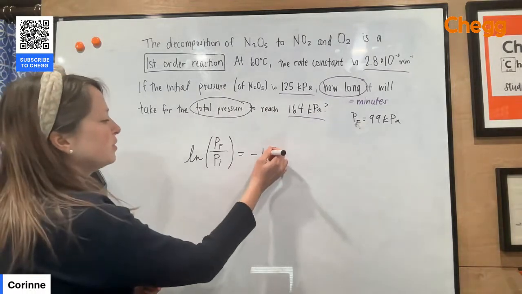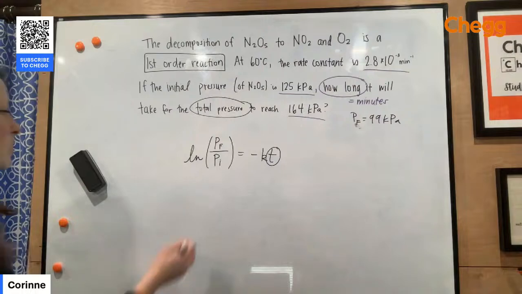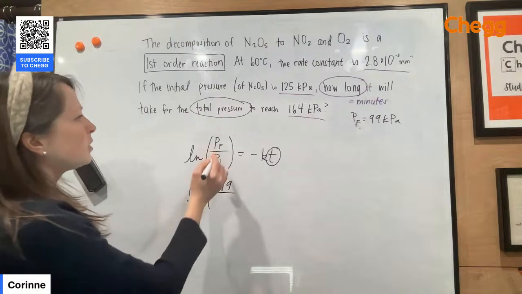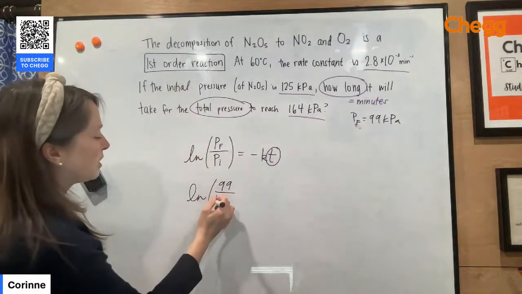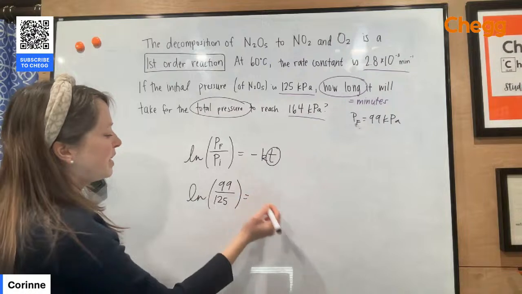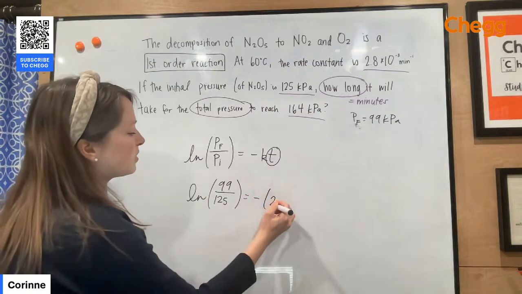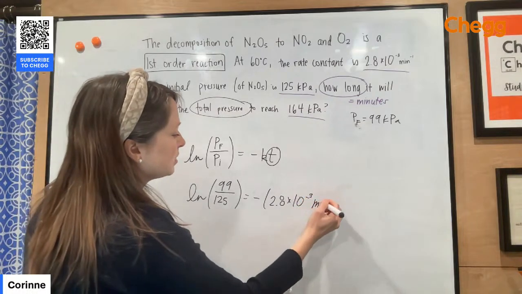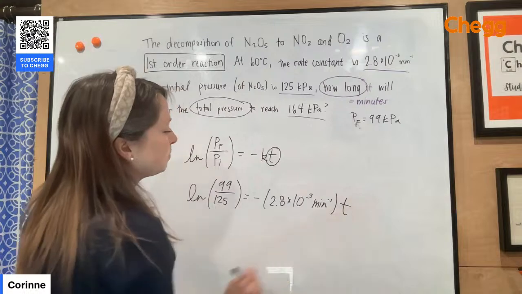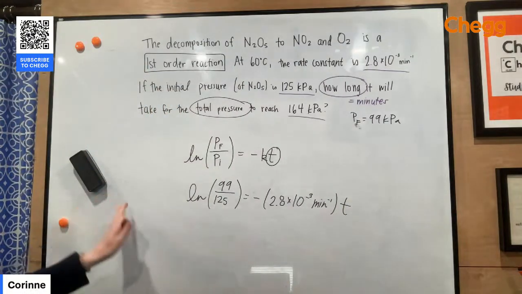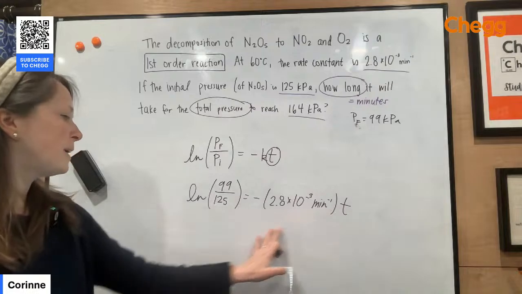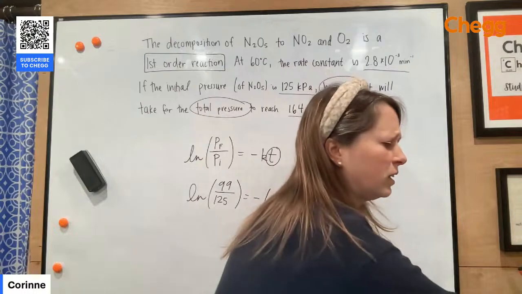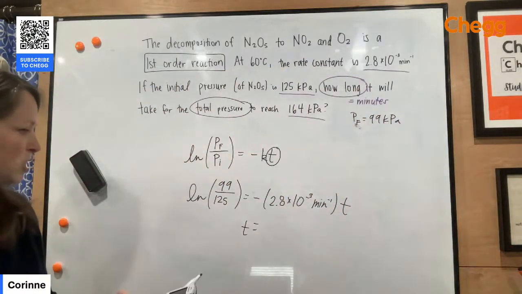So if we want to just solve for t, we're going to substitute everything in. So we're going to take the natural log of my final pressure, which was 99 kilopascals, divided by my initial, which was 125. All of that is equal to our negative rate constant, 2.8 times 10 to the negative third inverse minutes, times time. All right, so then all we have to do is rearrange this, take that natural log, divide by your negative rate constant to figure out how many minutes that would take. And I think it's like 83. Give me a second. You double check it too.